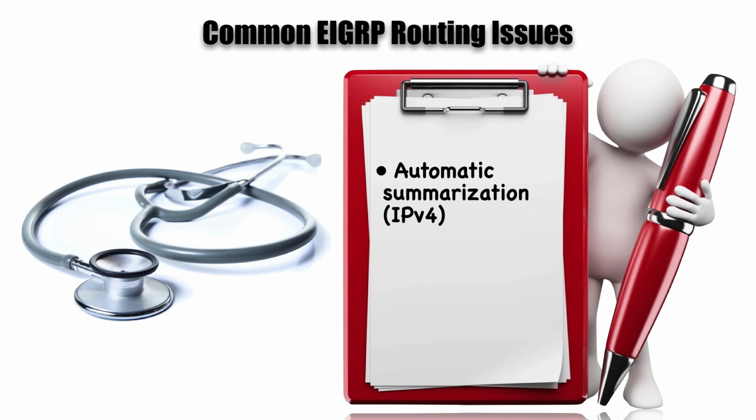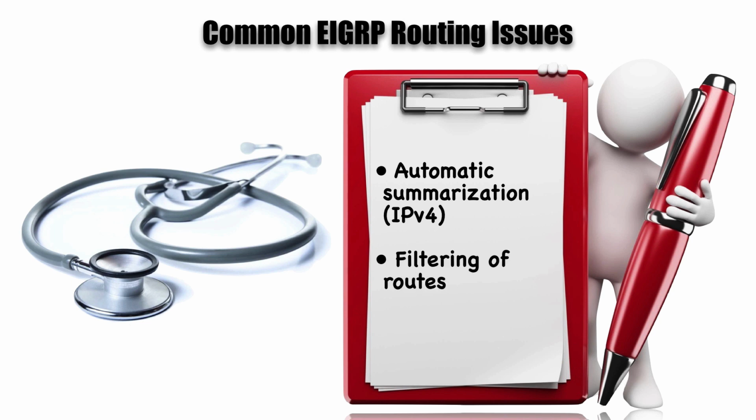And if we have discontiguous subnets, in other words, I've got one subnet off of one router and another subnet off of another router, and those two subnets belong to the same classful network, that could lead to an issue. That could prevent us from getting to one of those subnets. We could go off in the other direction. Again, that's an IP version 4 only issue.